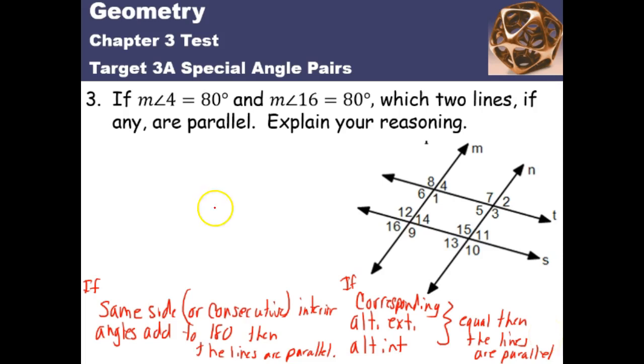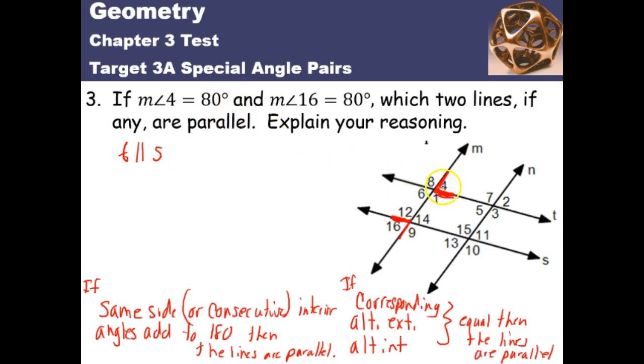Okay, so we have to determine what kind of angles 4 and 16 are. So let's find 4. So here's 4, and I'm going to just trace the corners of 4. And I'm going to trace the corners of 16. Okay, so which parts are parallel? If I look, it's these two. This part right here. I guess I didn't need to add that. So this part right here, which is part of line T, and this part right here, which is S. So it's going to be T and S, if anything. So I'm going to say T is parallel to S, probably.